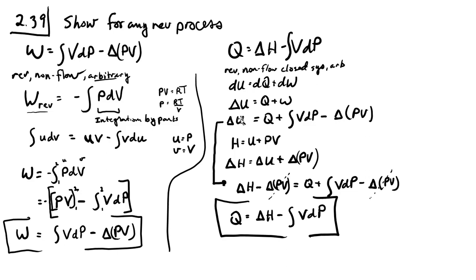Well, we remember that we want to get to delta H, so we remember our relationship between H and U, and we plug that in, and then we just do some simplification and we get our answer. So that is an example of a derivation problem from chapter 2. We're going to do a few more of these derivation problems as we go through the course.